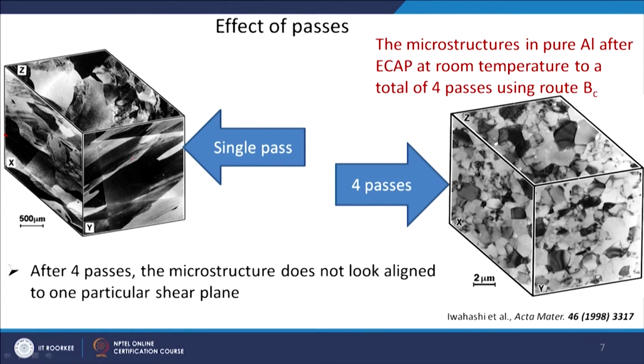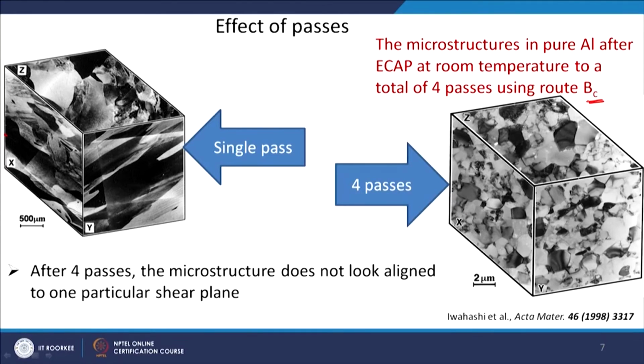Now, what will be the effect of passes using these routes? We are using route BC. In route BC you are rotating the plane every time, so all the rotations are given to the plane. In 4 passes you have completed the whole cycle of deformation. The shear plane has changed every time and it has completed the whole 360-degree rotation. If you do that, you can see the difference between the two microstructures.